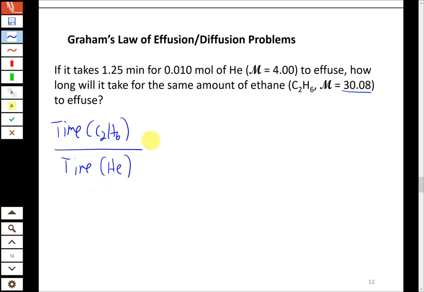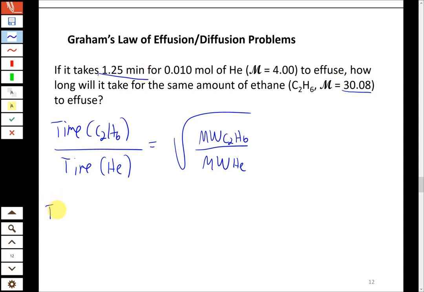But again, as we talked about before, when we're talking about the amount of time that it takes something to effuse or diffuse, in this case, the equation, we have to flip one side, and the molar masses are now directly related. So if we're writing it in this way with C2H6 on the top and in units of time, the molar mass for C2H6 has to go on the top under the square root as well. All right, so that's, again, the part that people often forget, is to flip the equation when we're talking about time that it takes, or here we're talking about it in terms of the amount of minutes that it would take.